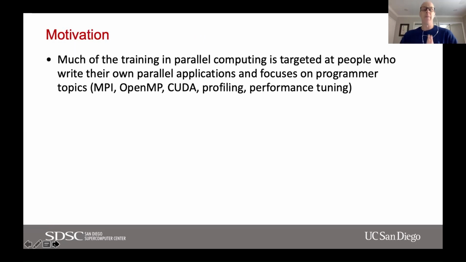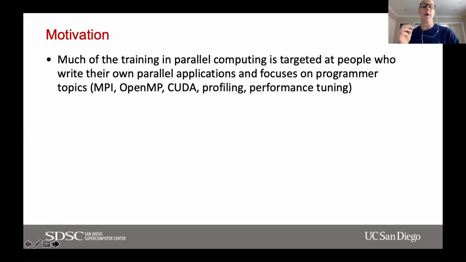So a little bit of motivation for the talk is, over the years, we've done lots and lots of training here at the Supercomputer Center. But I think we see the same pattern in a lot of the other academic supercomputing centers, is that a lot of the training in parallel computing is really targeted at people who are programmers, who are writing their own parallel applications, and the topics tend to be heavy on things like MPI and OpenMP, CUDA, profiling applications, performance tuning. All very important topics.